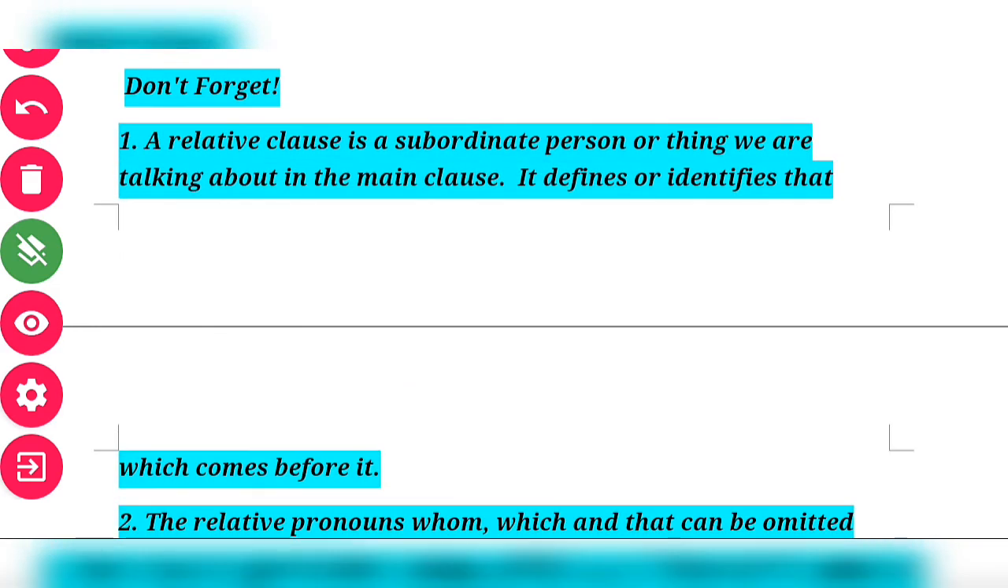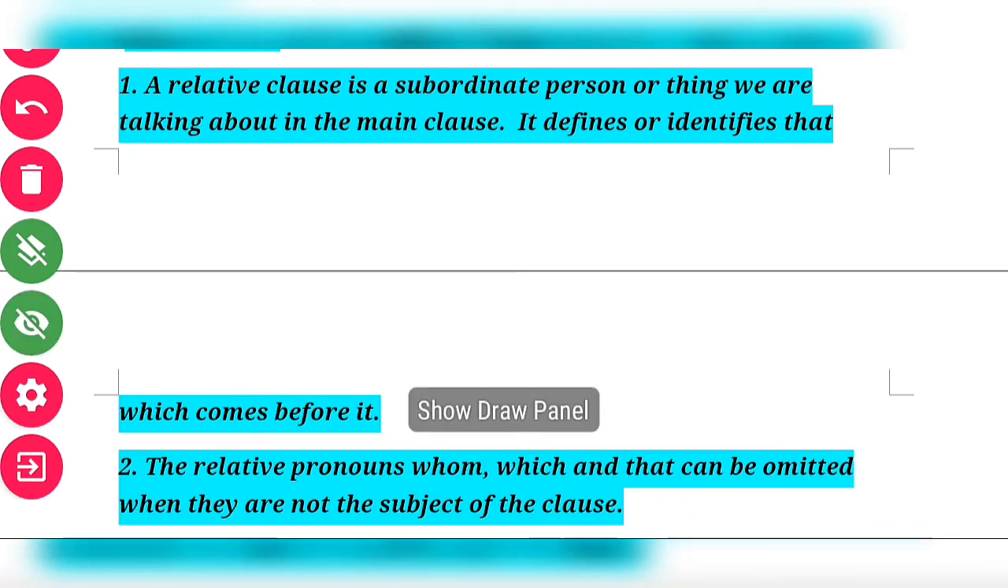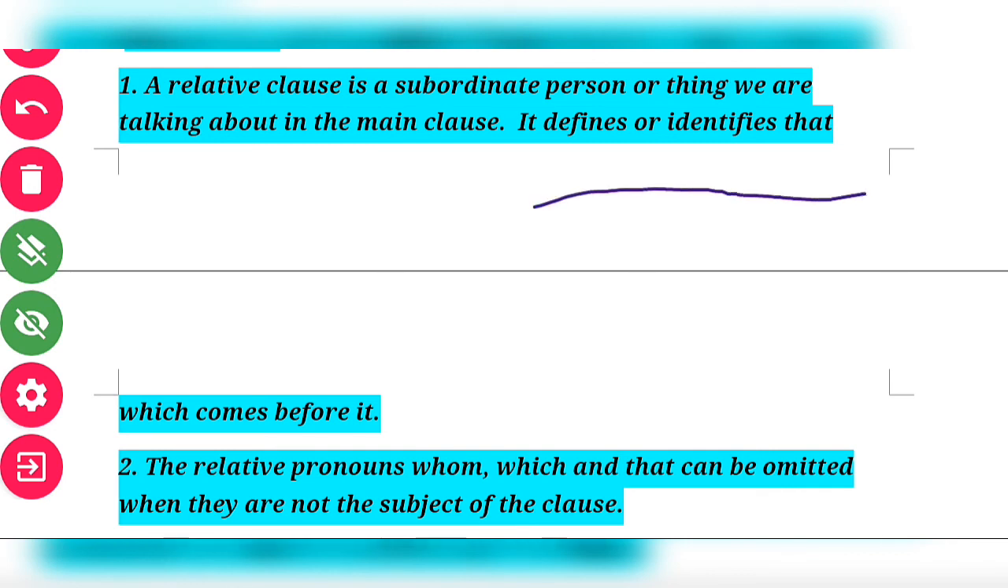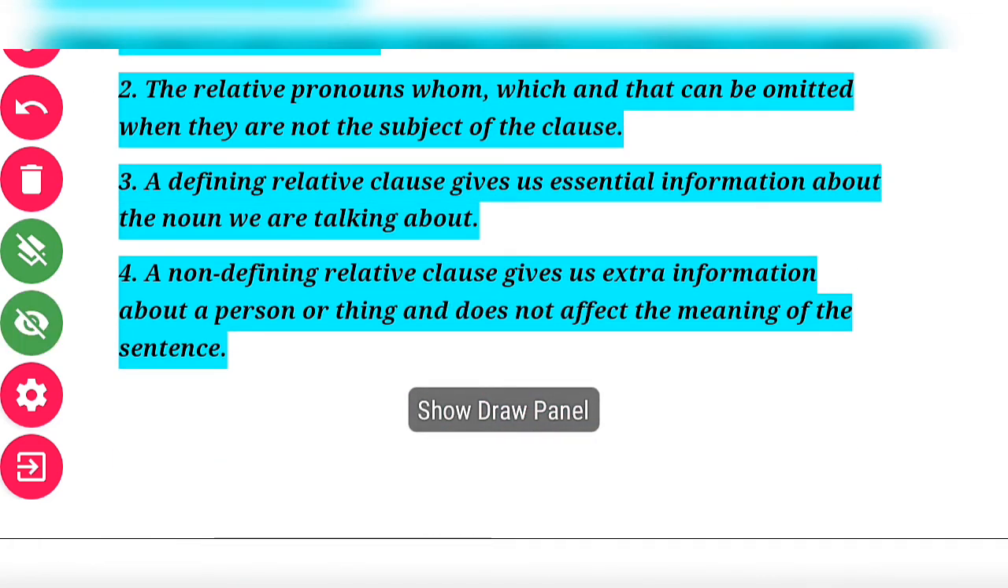Now let us have a quick revision of the chapter we explained today. The relative clause is a subordinate clause which defines the person or thing we are talking about in the main clause, and it identifies that which comes before it. After that, the relative pronouns whom, which, and that can be omitted when they are not the subject of the clause.